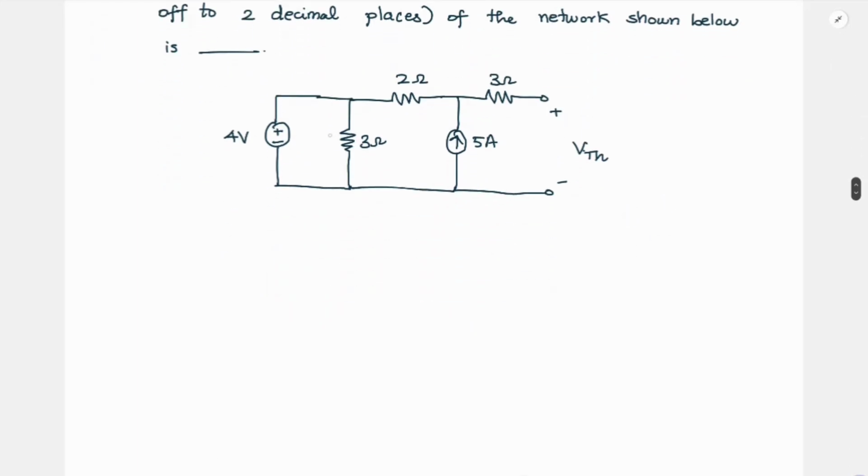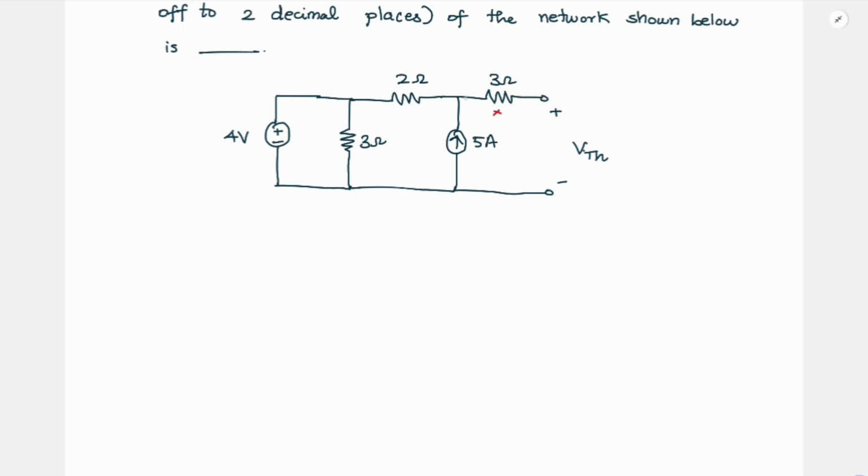Okay, so here we have a network. Here if you observe, you have a voltage source of 4 volt and 3 ohm resistor in parallel, 2 ohm resistor in series and a 5 ampere current source and another 3 ohm, and we need to find the VTH across these terminals. And from this first, what can we eliminate?